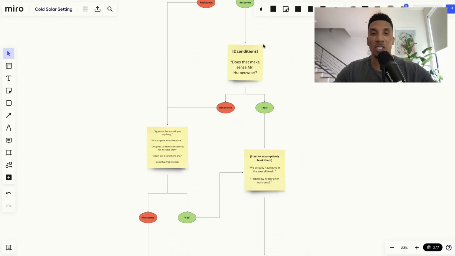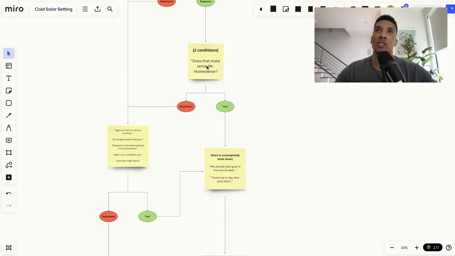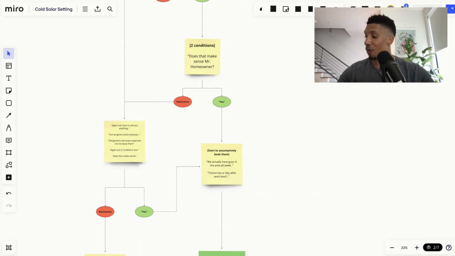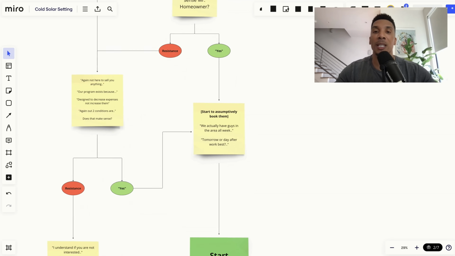We passed the two conditions. Hey, Mr. Homeowner, two condition policy works like this. Condition number one, you don't pay anything up front. Condition number two, cheaper than what you're doing now. Does that make sense, Mr. Homeowner? And assume all they have to do is say yes. You don't say anything else. You move right into an assumptive booking process.